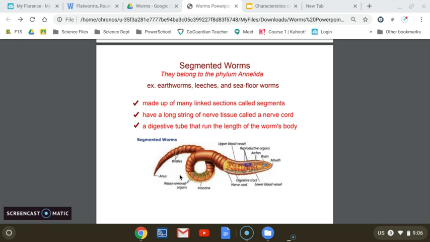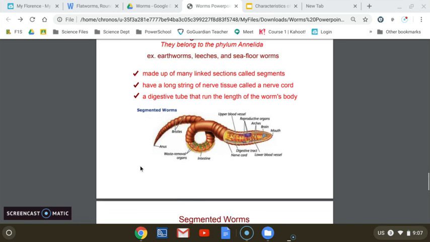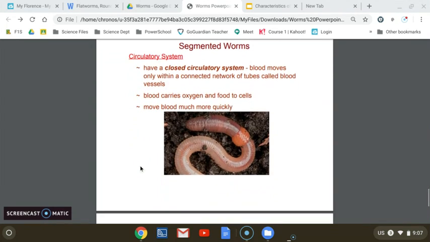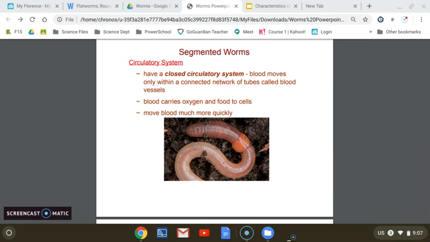So anyway, it flows through. You have your waste removal organs here. You have your intestines, bristles here, which help it move along, and then everything comes out the anus. They also have a closed circulatory system, which means the blood moves only within a connected network of tubes called blood vessels. It carries oxygen and food to the cells, and it moves blood much more quickly.